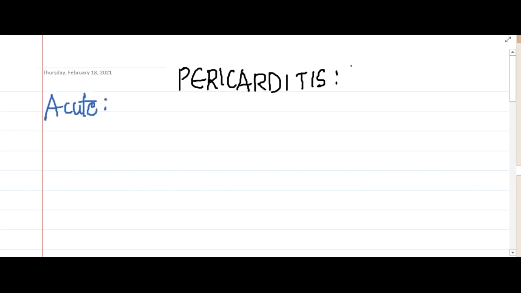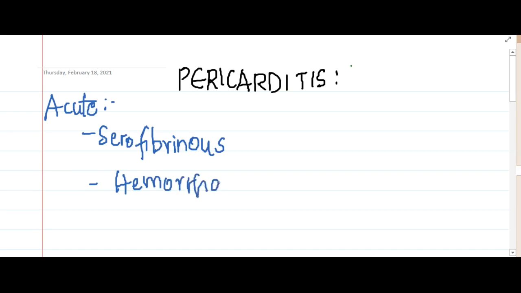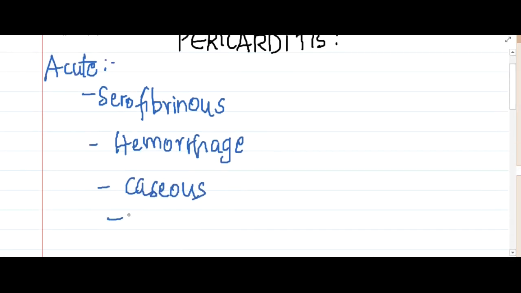Hello friends, let us now learn some important points about pericarditis. Pericarditis can be acute or chronic. If it is acute pericarditis, it can be serofibrinous pericarditis, which contains both serous and fibrinous exudate, or hemorrhagic pericarditis, where there is blood accumulation, or caseous pericarditis, where there is caseous necrosis, or purulent pericarditis, where the pericardium is filled with pus.